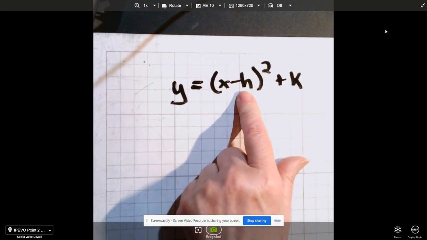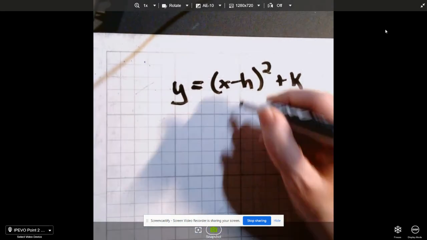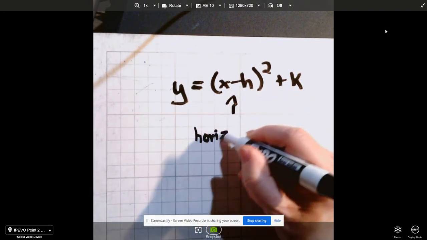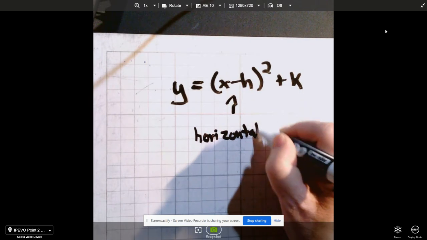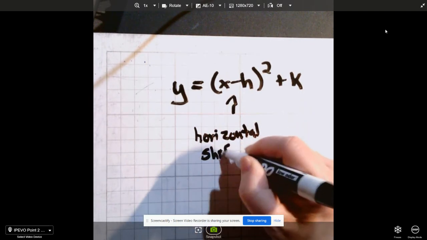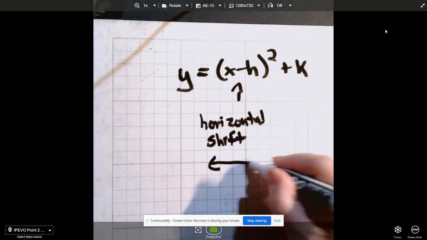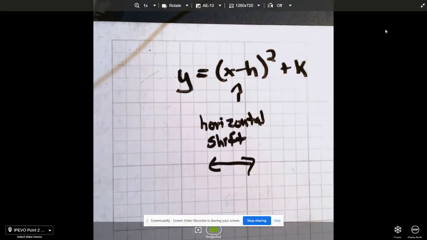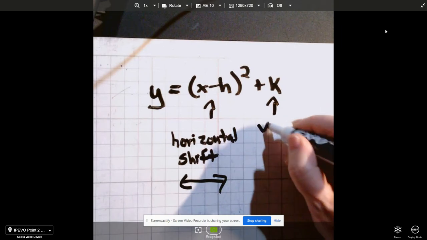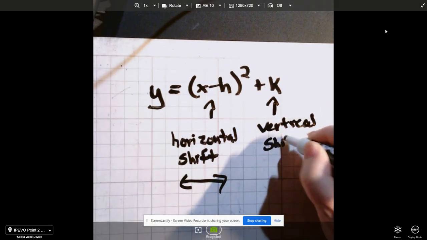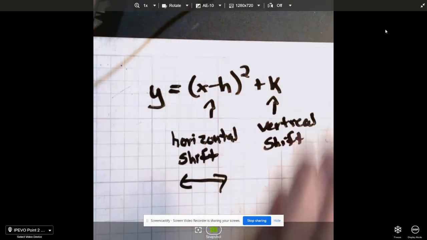This negative h here is going to be what they call your horizontal shift. And that's going to move your vertex left or right. And this k over here is called your vertical shift. And that's going to move your vertex up and down.